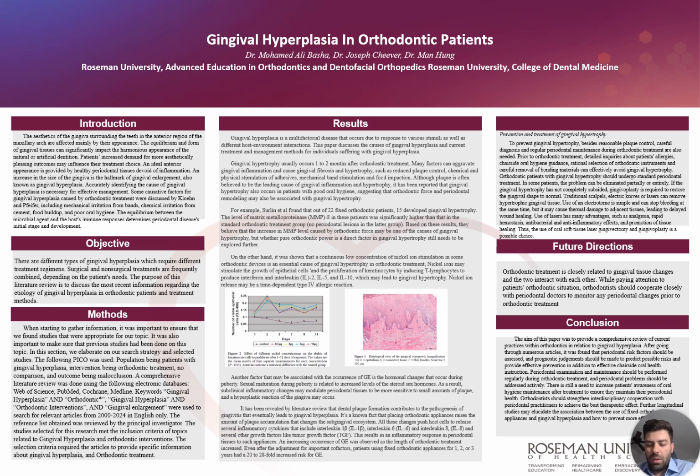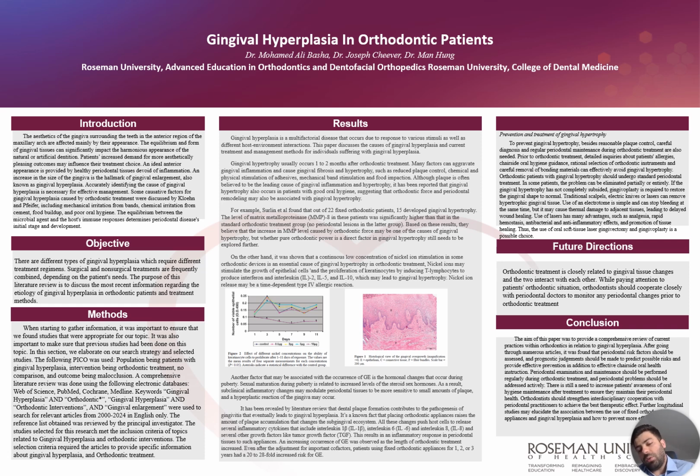Traditional scalpels, electric knives, or laser can remove hypertrophic gingival tissues. Use of an electrotome is simple and can stop bleeding at the same time, but it may cause some thermal damage to adjacent tissues, leading to delayed wound healing. Use of lasers has many advantages, such as analgesia, rapid hemostasis, antibacterial and anti-inflammatory effects, and the promotion of tissue healing. Thus, the use of oral soft tissue laser in gingivectomies and gingivalplasty is a possible choice, and actually it's the better choice because of what we mentioned.